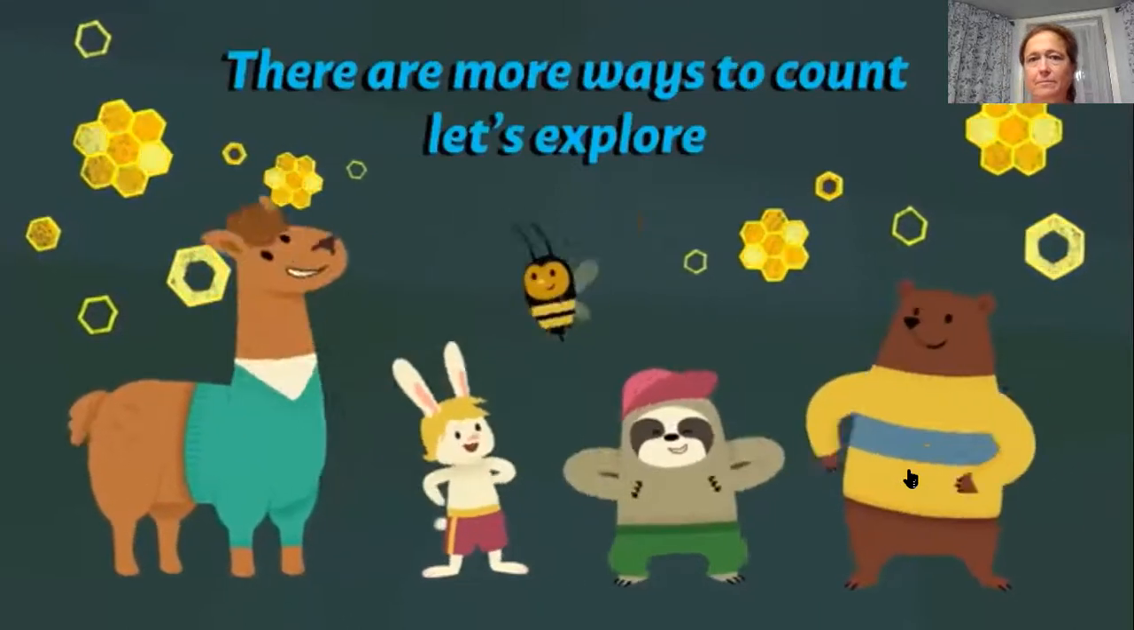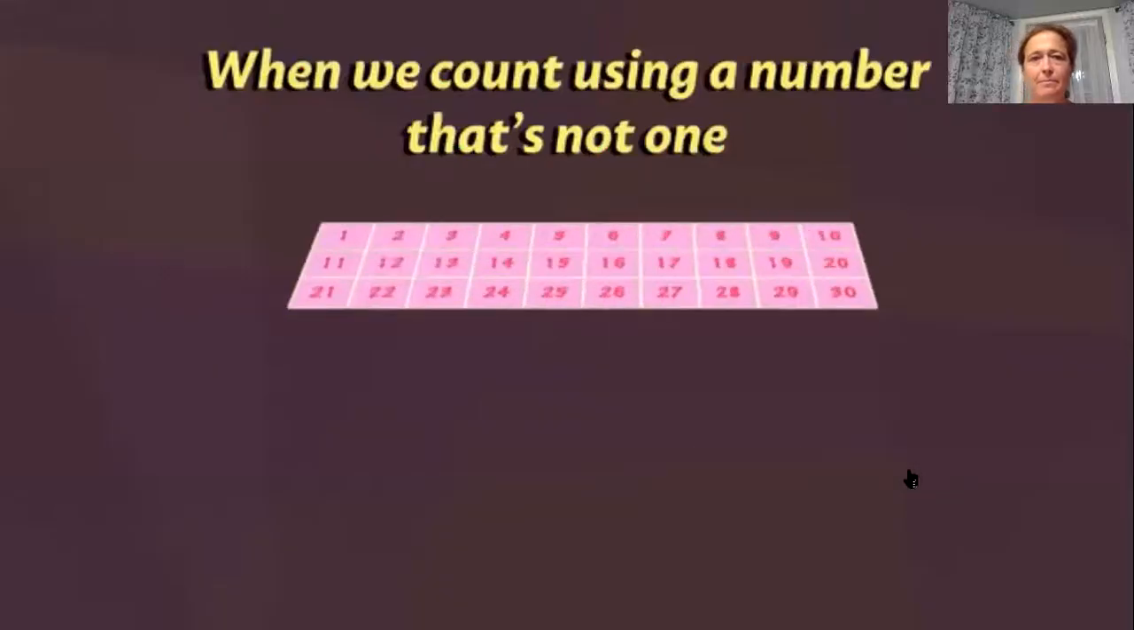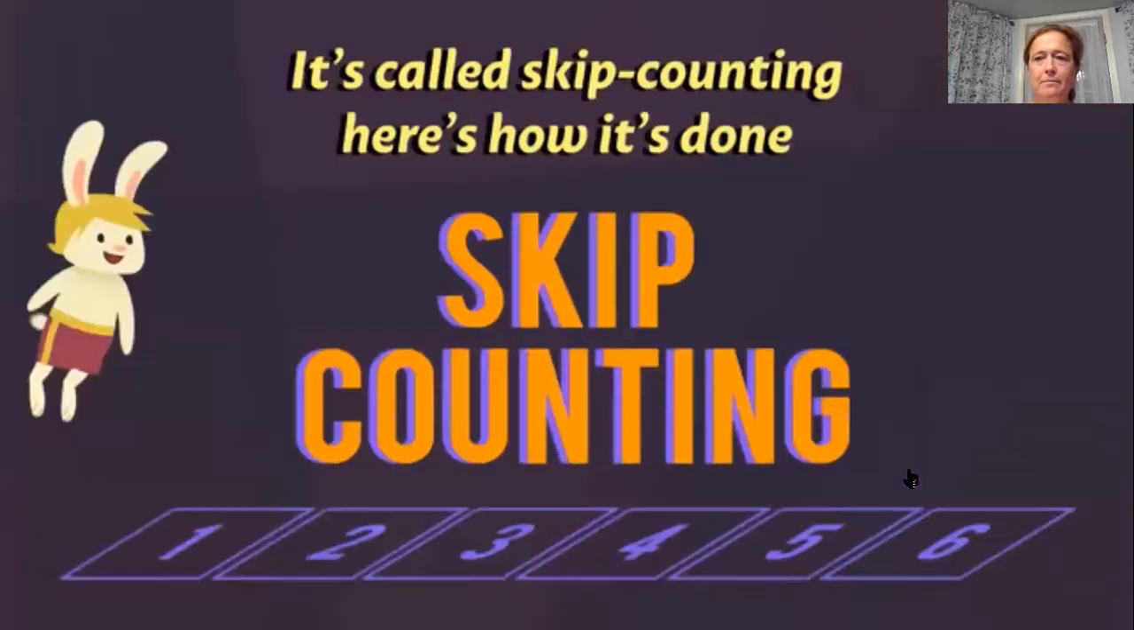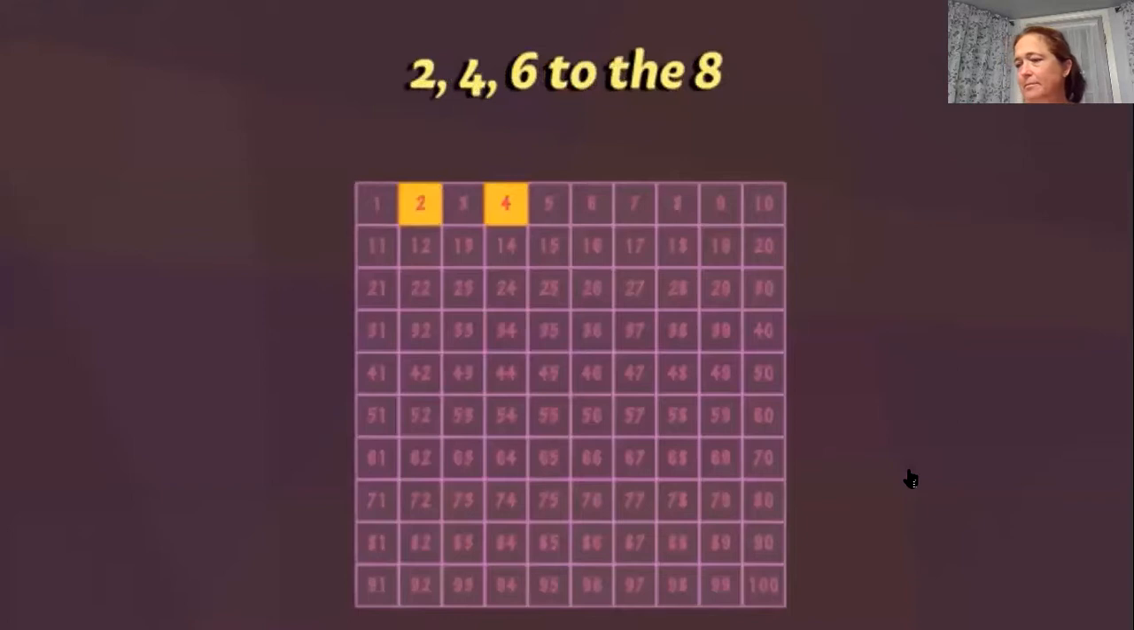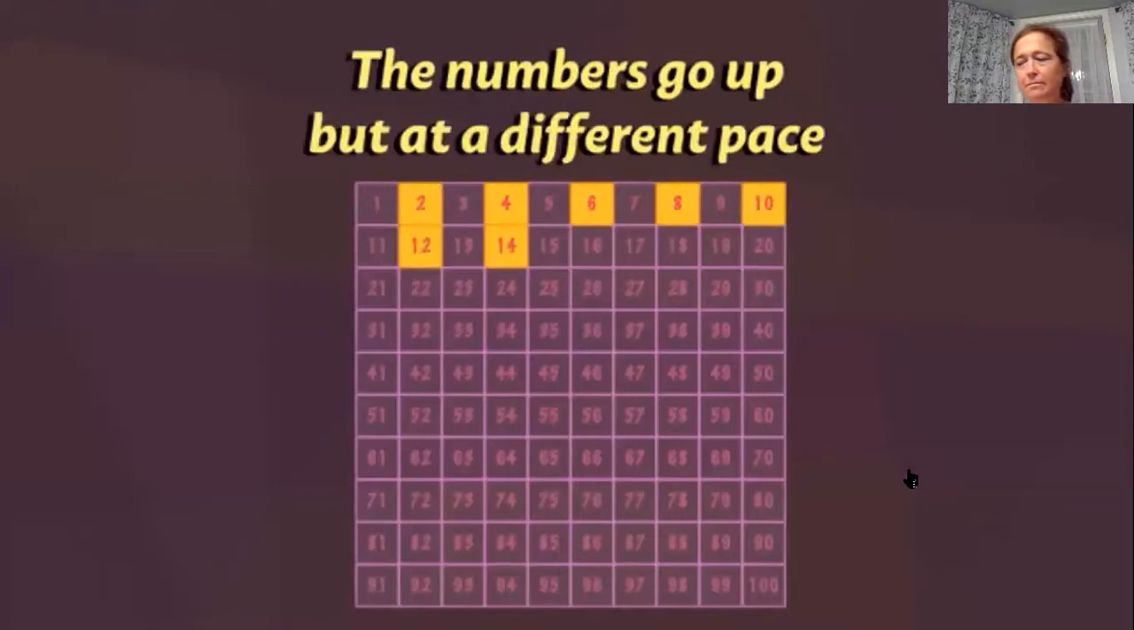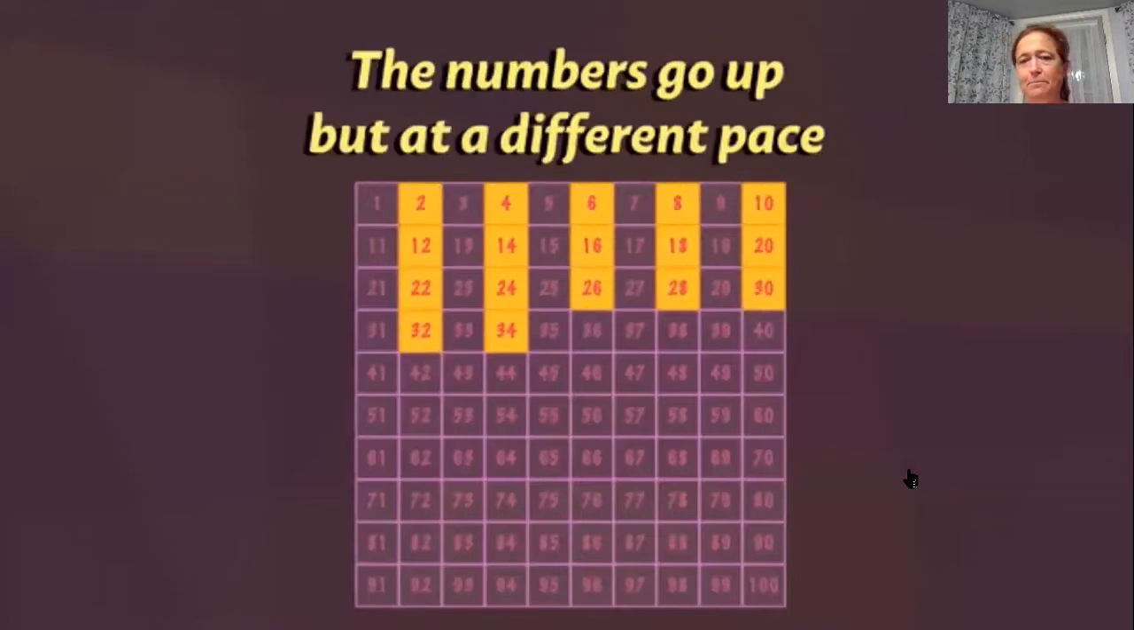More ways to count, let's explore. When we count using a number that's not 1, it's called skip counting. Here's how it's done. 2, 4, 6 to the 8. The numbers go up, but at a different pace.